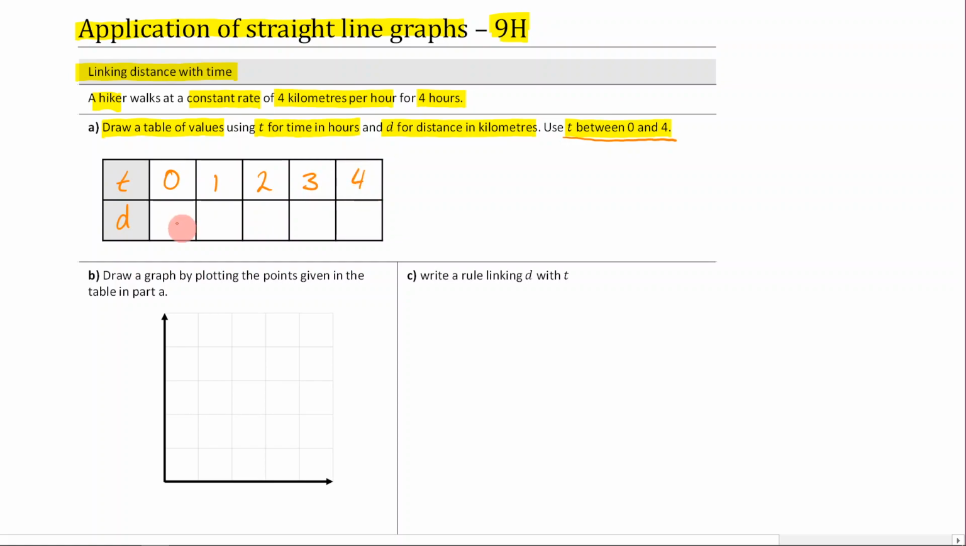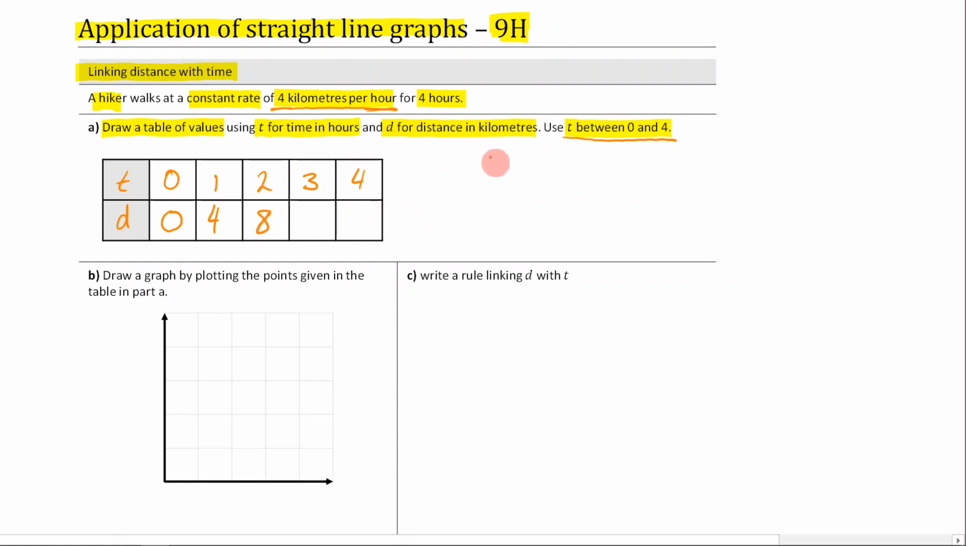And we now need to figure out what the corresponding distances are going to be for each of these t values. And that's where we really have to read the question carefully. We're told that this hiker is walking at a constant rate of 4 kilometers per hour. So after each hour, this person has walked 4 kilometers. So after 0 hours, in other words, they haven't started at all, it's quite clear that they've gone no distance at all. After they've walked for 1 hour, it's quite clear that they've walked 4 kilometers because they're walking 4 kilometers per hour. After 2 hours, it's quite clear that they've walked 8 kilometers.